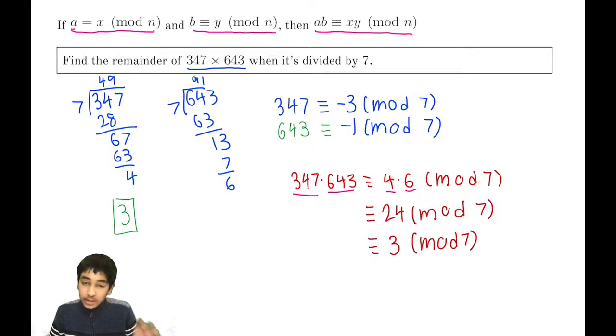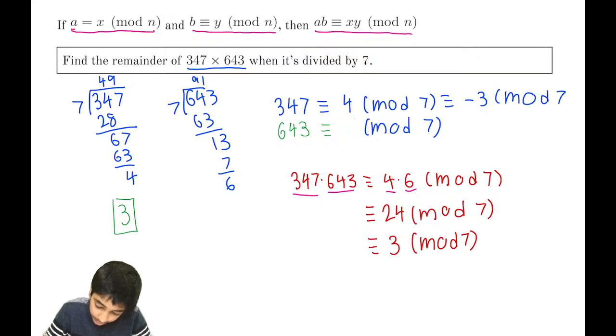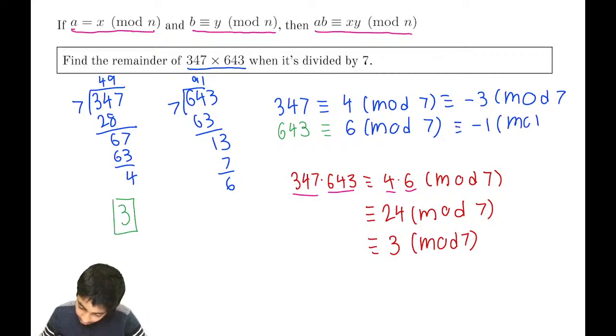So instead of writing 4 times 6 mod 7, having to do one extra step, we can write 4 mod 7, or maybe I shouldn't just erase it. 4 mod 7 is also negative 3 mod 7. Similarly, 6 mod 7 is also going to be negative 1 mod 7. The reason is that if a number is 4 more than a multiple of 7, it will be 3 less than a multiple of 7 too.